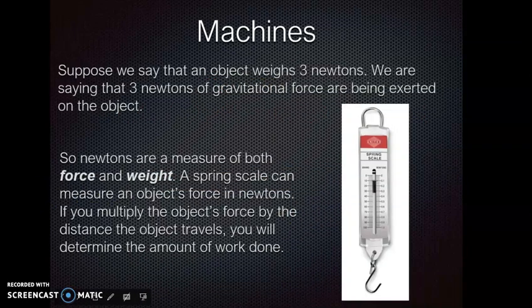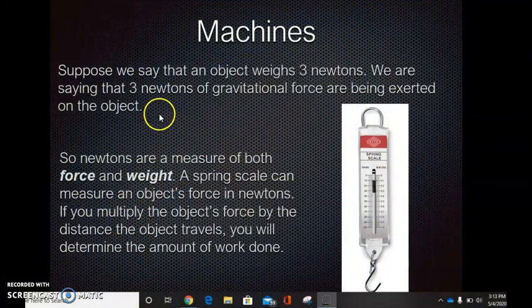Now suppose we say that an object weighs 3 newtons. We're saying that 3 newtons of gravitational force are being put on that object. Now remember, weight is determined by gravity's push on us. Gravity pushing us down is what's going to determine our weight, and it can change from place to place in the universe. So my weight here on Earth would be significantly heavier than my weight on the moon. So when we're talking in terms of weight, we're talking about gravity's push on us. So if I have an object that weighs 3 newtons, that's gravitational force being put on that object.